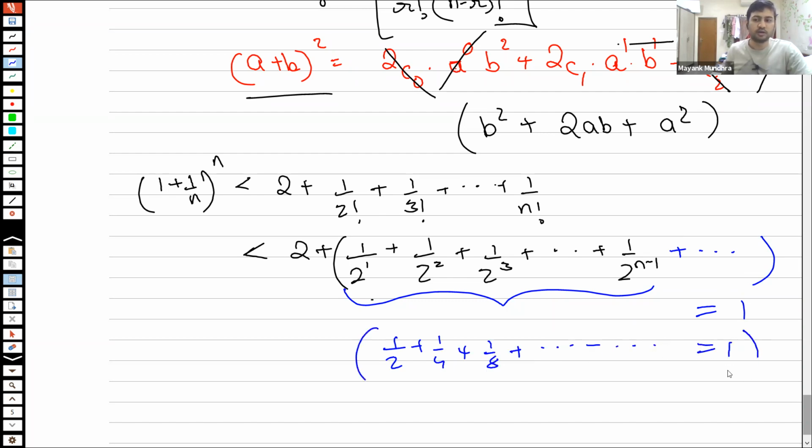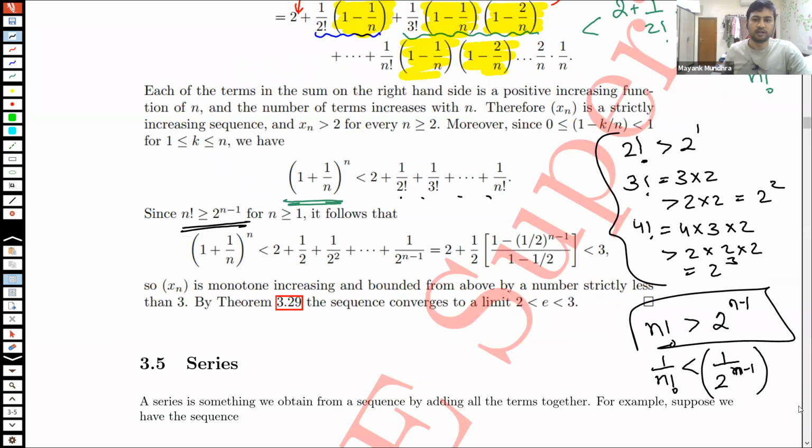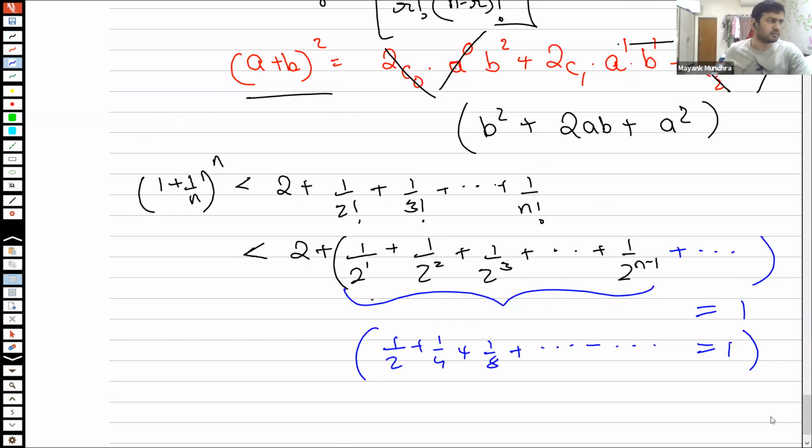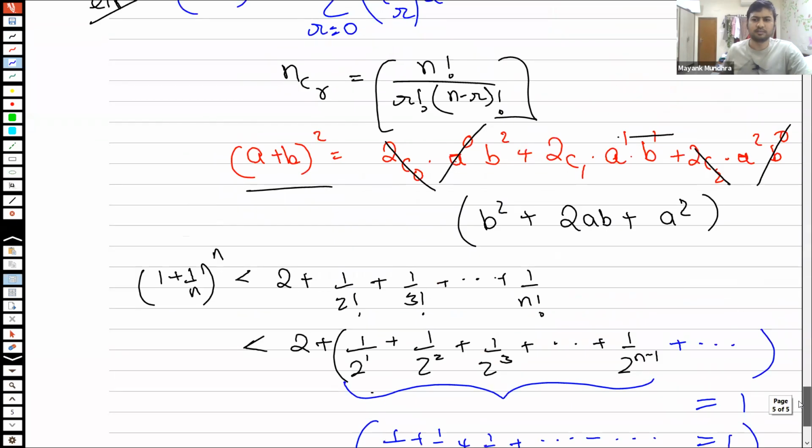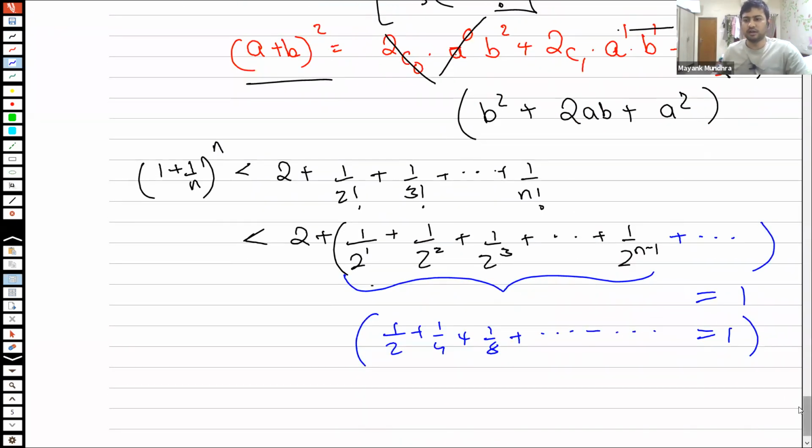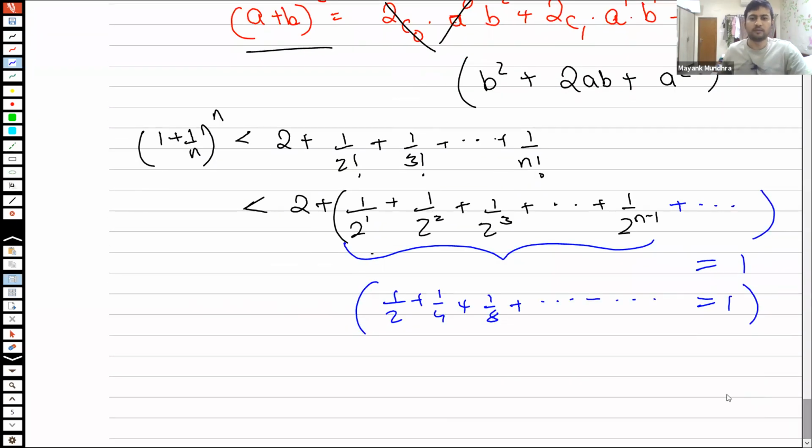I'll show you in 15 minutes why this will be equal to 1. I should actually have kept this example after doing geometric progression. But yeah, after doing GP, in like 15 minutes we can appreciate the fact that this thing is actually equal to 1. So what I have is that this summation is always less than 1. So 2 plus something less than 1 will always be less than 3.